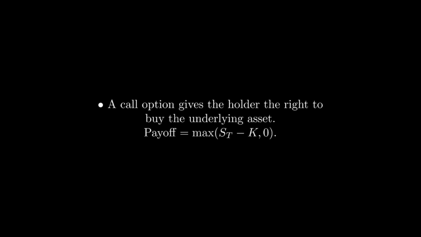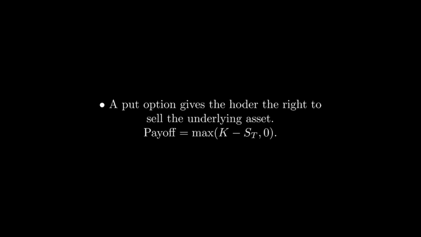On the other hand, a put option gives the holder the right to sell the underlying asset, and the payoff is given by the maximum of the strike price minus price at maturity or zero. So we classify options as American options and European options. An American option can be exercised at any time up to the expiration date, whereas a European option can be exercised only on the expiration date itself.